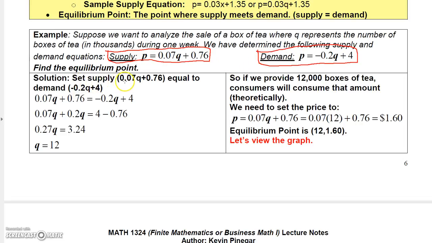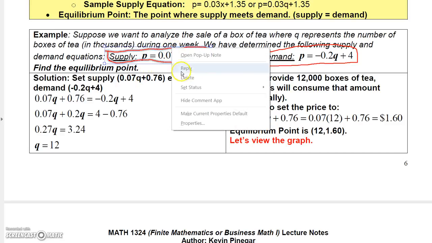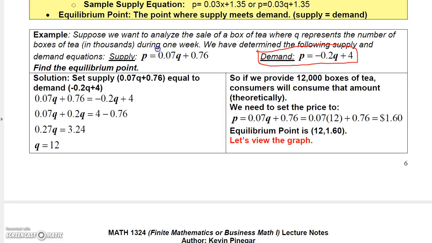So to solve this, we just do a simple substitution. What we're going to do is substitute the supply value for price into the demand value for price. So we're just going to take this value and plug it in here for price. And when we do that, we get this equation. Here's the supply value for price, and here's the demand value for price.